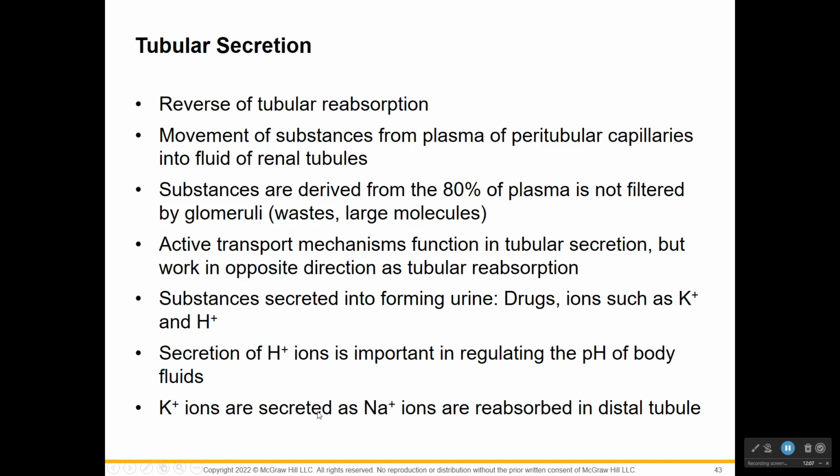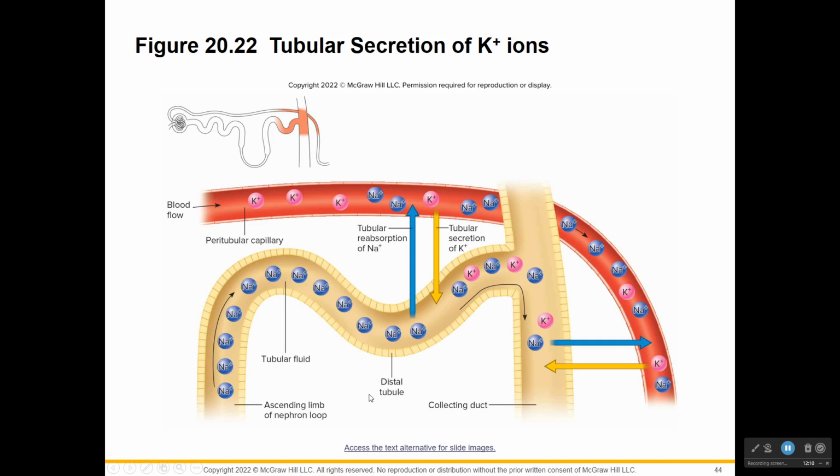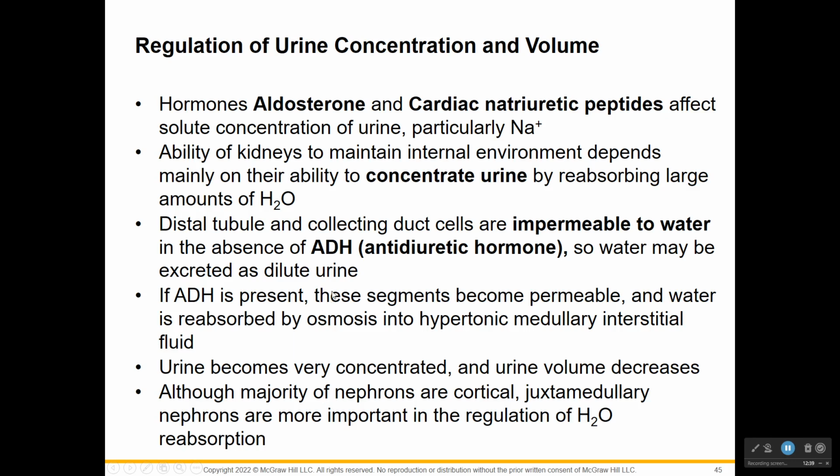And the potassium ions are secreted as the sodium ions are reabsorbed in the distal tubule. So remember, we already absorbed these potassiums and these sodiums. Well, we're going to get rid of some of the potassium here, and that's going to allow for some more water absorption, I believe. Let me see what this is trying to show us. It's just showing us how potassium ions are secreted. It's like, why are you showing me a picture of that? So hormones, aldosterone, and those cardiac peptides are going to affect the concentration of your urine.